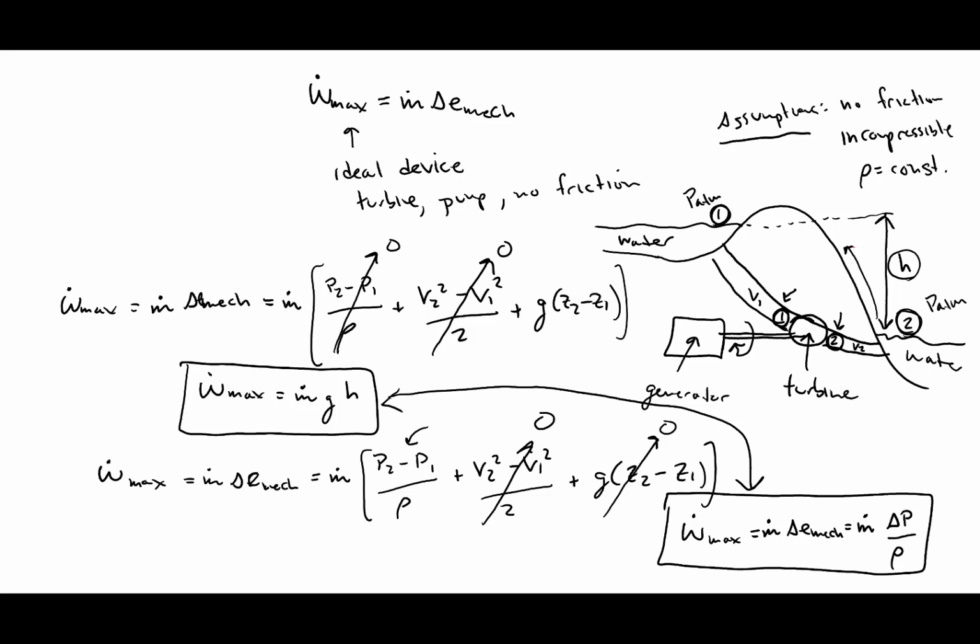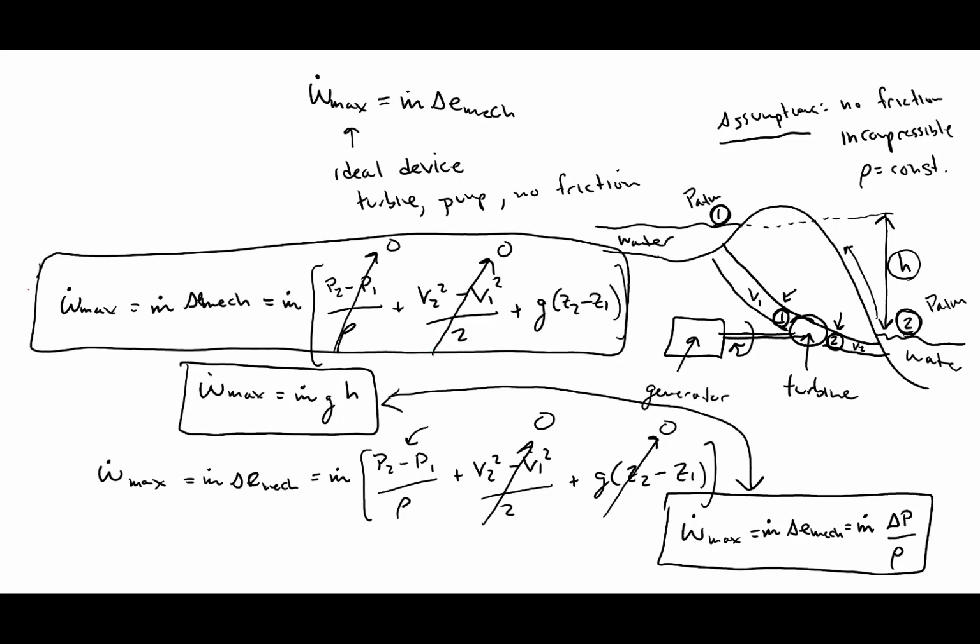And so when you're doing these problems, you want to start with the full equation for the mechanical energy. And then you just want to go through and figure out, okay, is P2 minus P1 over rho 0 or not? Is V2 squared minus V1 squared over 2, your change in kinetic energy, 0 or not? Is your change in potential energy 0 or not? You might have some cases where the change in kinetic energy and the change in potential energy aren't 0, and so you would need to calculate those for both cases.